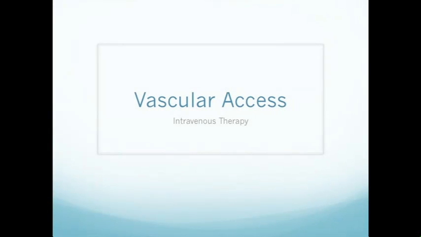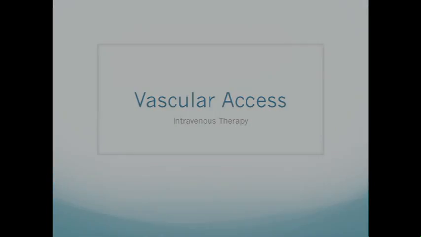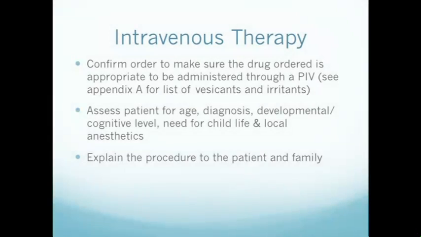This policy can be found under vascular access titled Intravenous Therapy. First, confirm the order, making sure that the drug ordered is appropriate to be administered through a peripheral IV. You can see Appendix A for a list of vesicants and irritants.